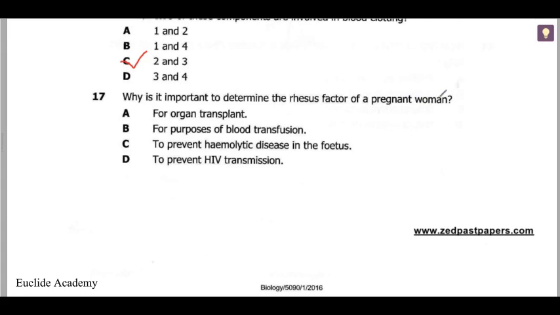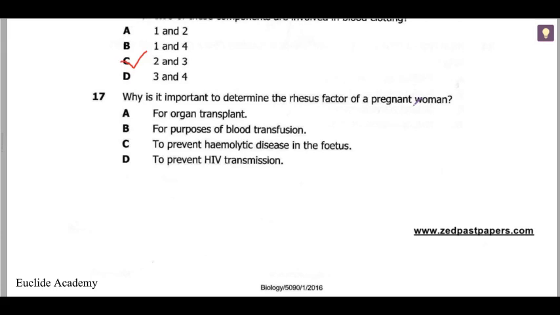Why is it important to determine the Rhesus factor of a pregnant woman? So a pregnant woman, what's the risk? It's a loss of blood during delivery. And how do you counter that?